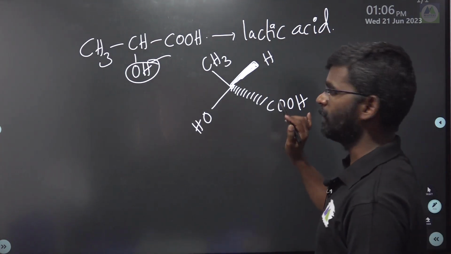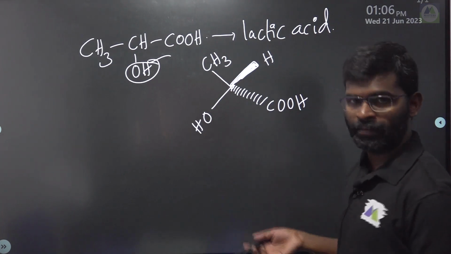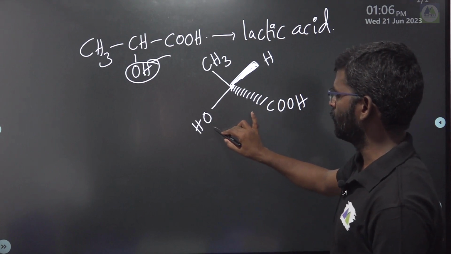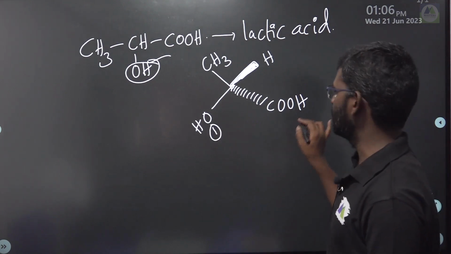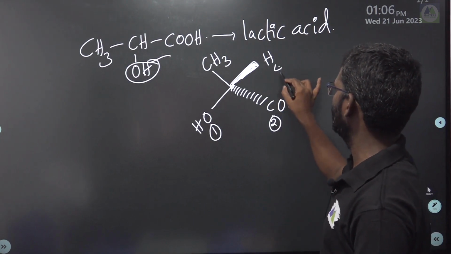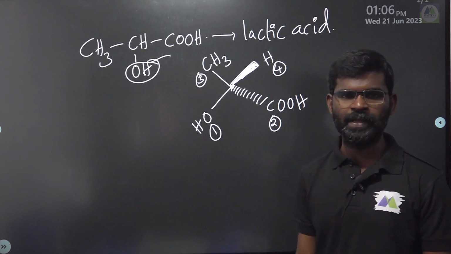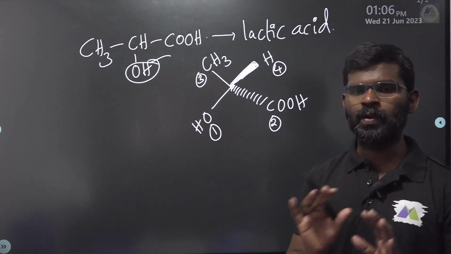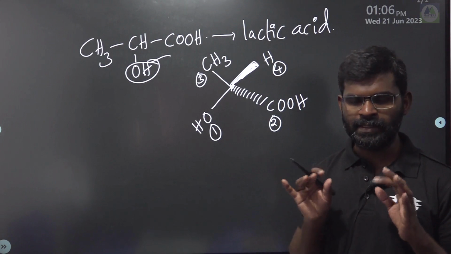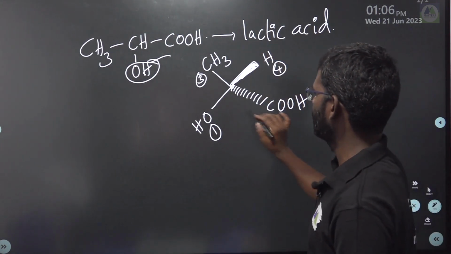Then coming to the second one, we have to give the priority based on the atomic number. So already we know, right? Oxygen is more priority, that's why number 1. COOH, already we discussed, this is priority number 2. This is priority number 4 and here priority number 3. So priority order finished. Here also you can close the fourth priority and start traveling from 1 to 3, right? This is the fourth one, close it.